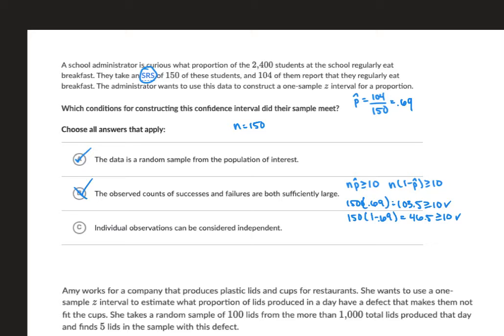Lastly, individual observations can be considered independent. So this is the 10% rule. This is basically saying that our sample is less than 10% of the population. Well, this is our population, and we took a sample of 150. The way you can figure out 10% of the population is you just move the decimal over one place. So 10% of 2,400 is 240, and since 150 is less than 240, that condition is also met. So that's a condition that you might have to just assume sometimes. You don't always know the size of the population, so you just have to think if it's reasonable to assume.